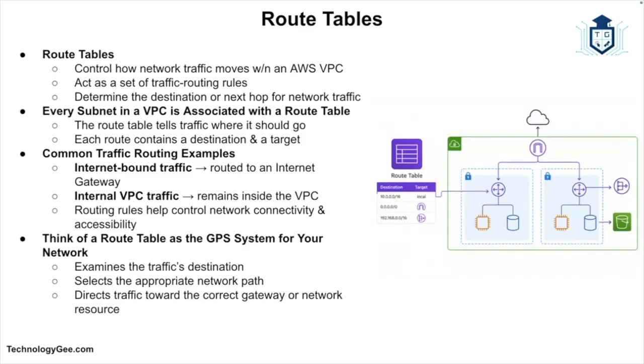All right, next let's talk about route tables. Now, every subnet in a VPC is associated with a route table, and this table determines where traffic goes. So for example, traffic to the internet goes to the internet gateway. Internal traffic stays within the VPC. So if you've ever configured a router before, well, this will feel familiar. If not, just think of route tables as the GPS system for your network.